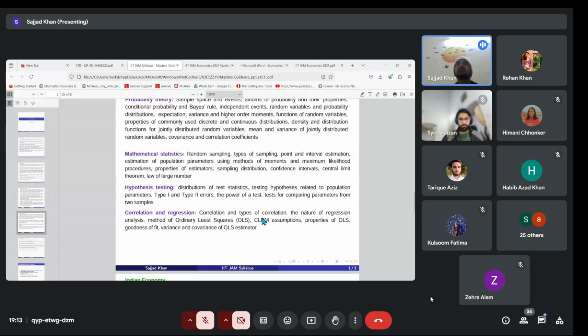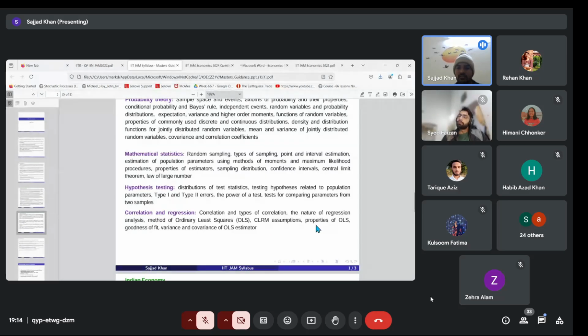Some options will be given to you on the basis of this. Two or three assumptions will be from the CLRM assumptions, and one assumption will be taken randomly. Then you are asked which assumption is not from the CLRM model. If you have knowledge about the assumptions of the CLRM, then you can eliminate it.